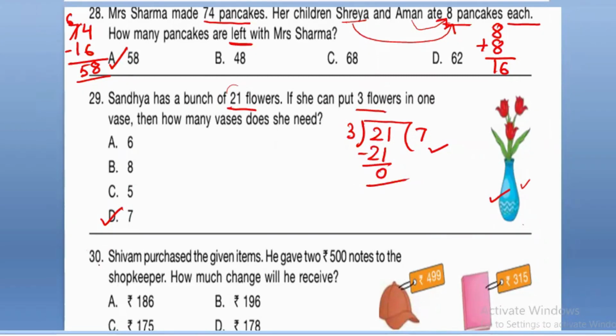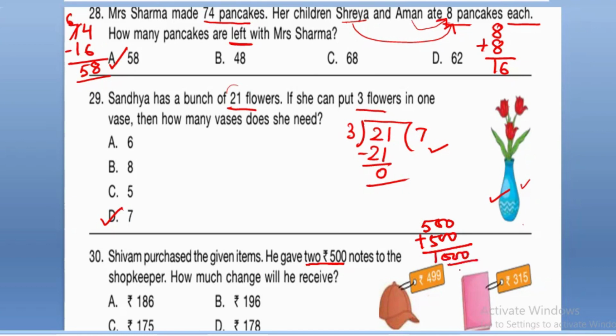So now we have our 30th question, which is: Shivam purchased the given items and he gave two 500 rupees notes to the shopkeeper. Two 500 rupees notes, which means 500 plus 500. So what are we getting after 500 two times? We are getting 1000. So he had given 1000 rupees to the shopkeeper.